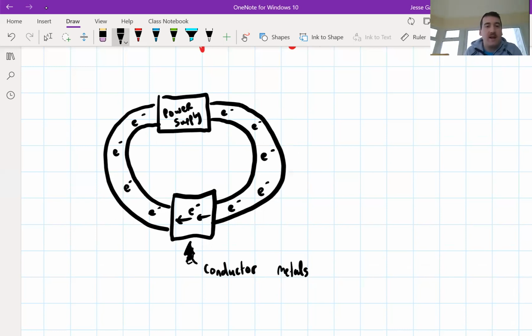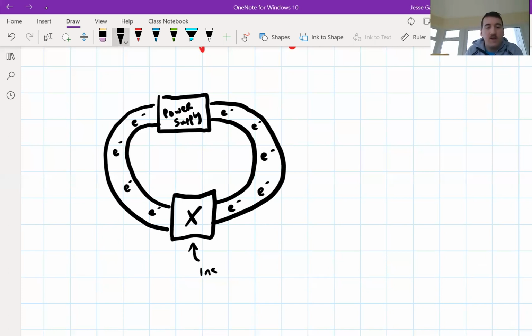Whereas if we put a material in and it doesn't let electrons pass through, let's say we put a material in here and it doesn't let electricity pass through it, we're going to put a big X here to show that it doesn't pass through.